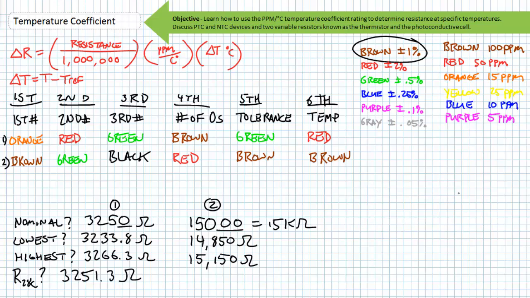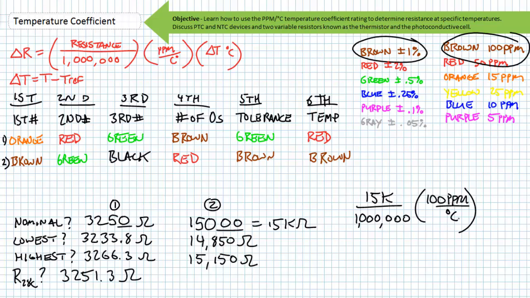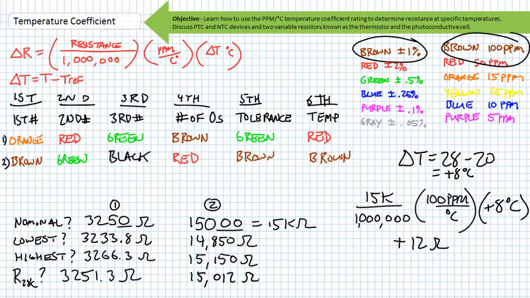To determine the resistance value at 28 degrees Celsius, take the nameplate value, divide it into 1,000,000 parts, and multiply it times the parts per million per degree Celsius rating. In this case, a brown band signifies 100 parts per million per degree Celsius, and our change in temperature from 20 degrees Celsius to 28 degrees Celsius is plus 8 degrees Celsius, which would yield us a plus 12 ohm change. In this case, a 15 kilo ohm resistor plus 12 ohms is 15,012 ohms.